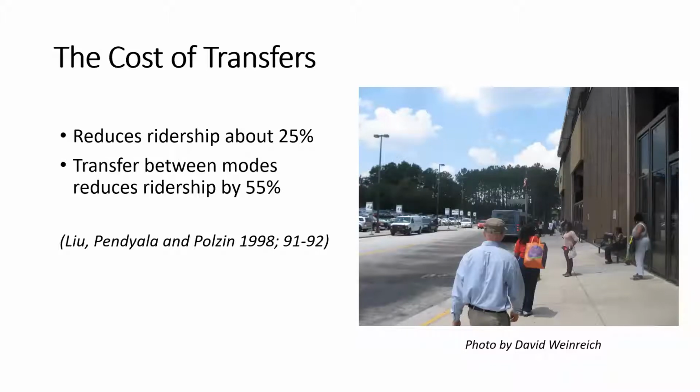First, we start with the cost of transfers. Transfers can discourage ridership, reducing the utility of public transportation by about 25% for a normal transfer, or up to 55% for transfers between modes, sometimes requiring riders to wait outside to pay for more than one fare, and sometimes schedules don't coordinate. So transfers increase the cost of riding transportation for the rider, discouraging ridership.